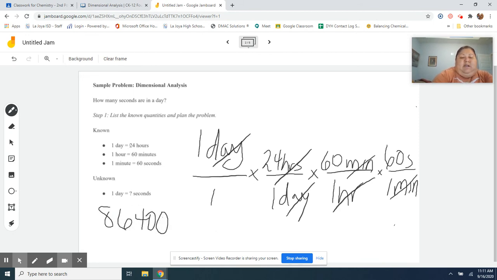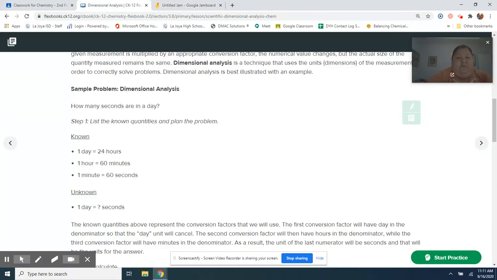So when I write my answer on my Jamboard for here, I'm going to write 86,400. And I'm not going to just need the number, I'm going to add seconds. Okay, and I'm sorry, that box is horrible. That is dimensional analysis. Okay, we are going to continue.